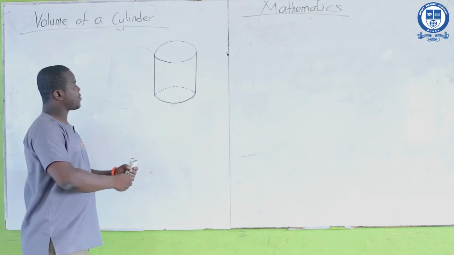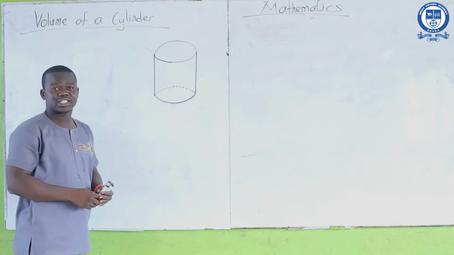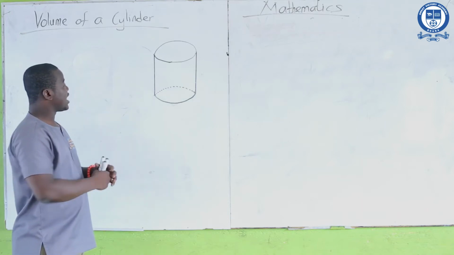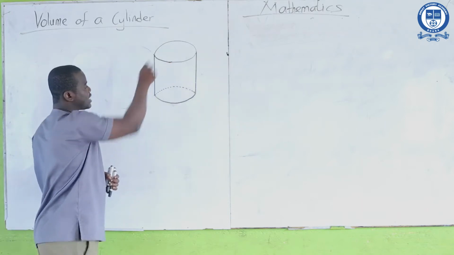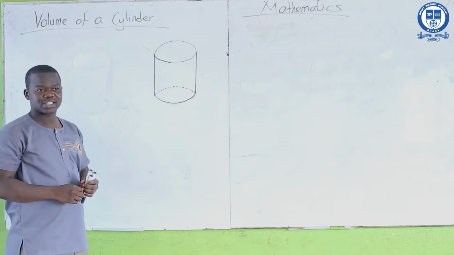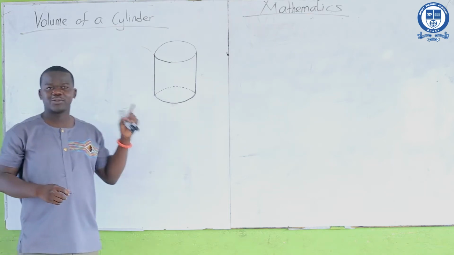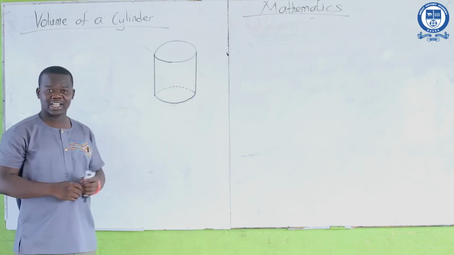If you observe the figure on your screen, that is a cylinder. A cylinder, as you see on the screen, has circular cross-sections or bases. And that is going to help us, especially in deriving the volume of a cylinder.